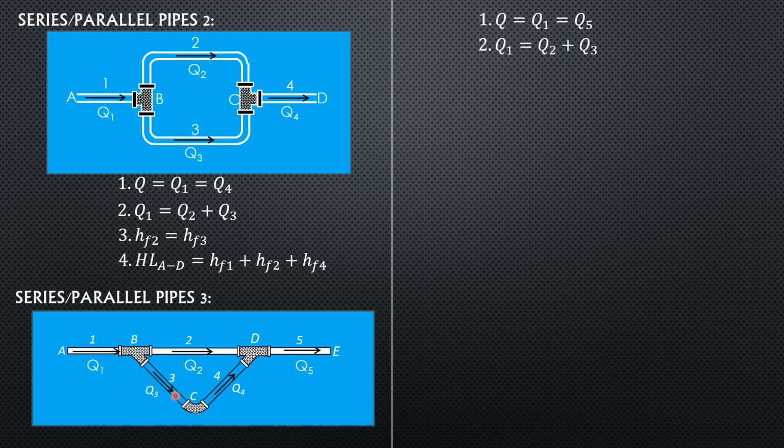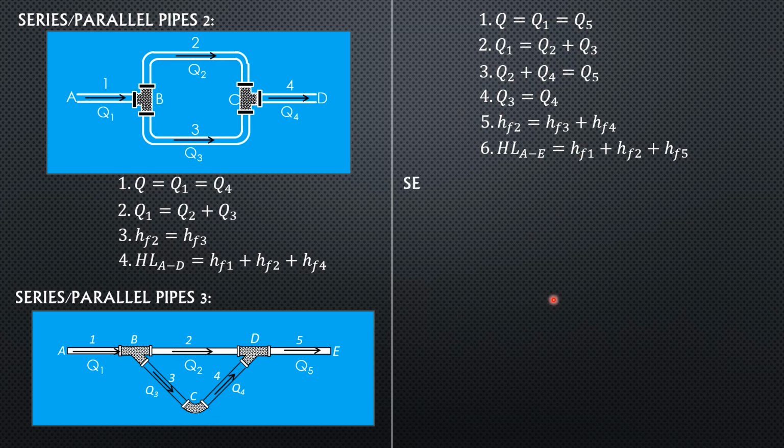Then because 3 and 4 are in series, Q3 equals Q4. Then Q2 plus Q4 equals Q5 also. So Q2 plus Q4 equals Q5. Q3 equals Q4. Then since pipe 2 is laid parallel to 3 and 4 combined, HF2 equals HF3 plus HF4. Then the total head loss can be set up as HF1 plus HF2 plus HF5. So these are the necessary equations for this case.